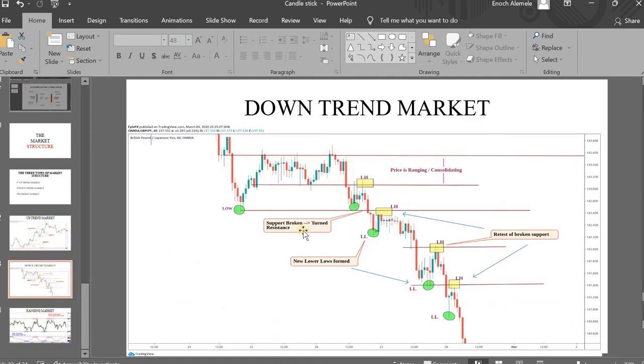Then what about a downtrend market? Fred, if you can hear me, please answer this question. What do you do in a downtrend market? Fred, kindly answer this question. Come again with the question. I'm saying that in a downtrend market, what do you look out for? Do you look out for a buying opportunity? In the downtrend market, you look for selling opportunities. Very good. You look for selling opportunities. Okay, good. Thank you so much.